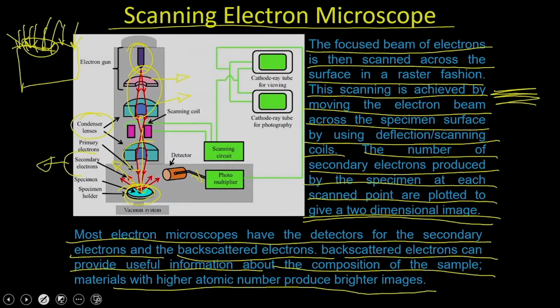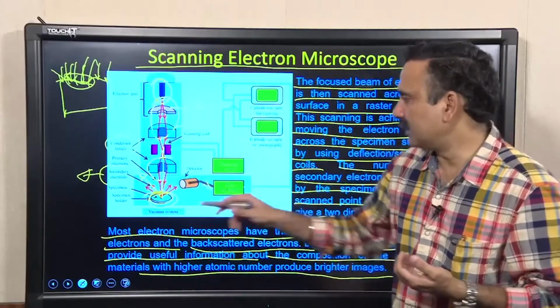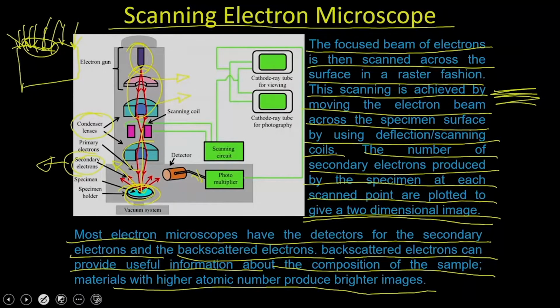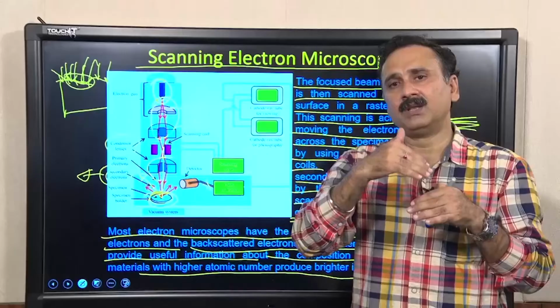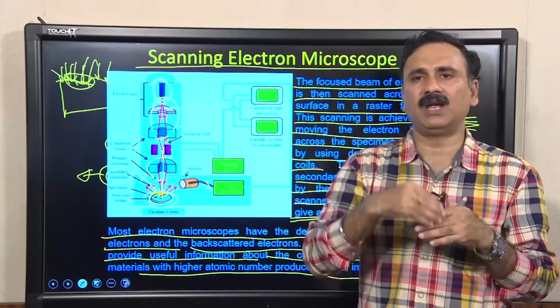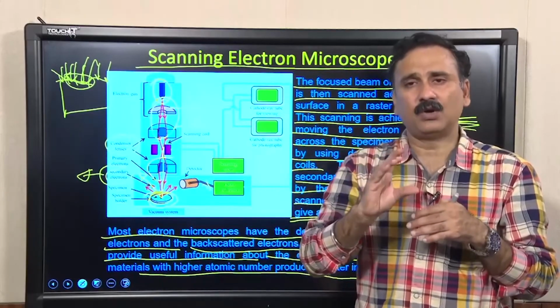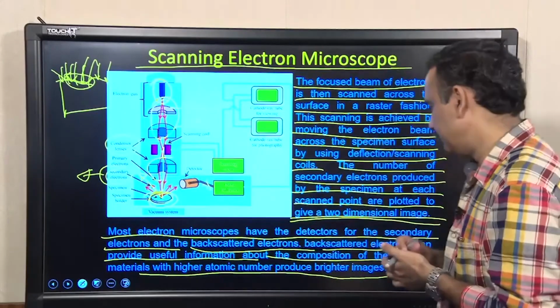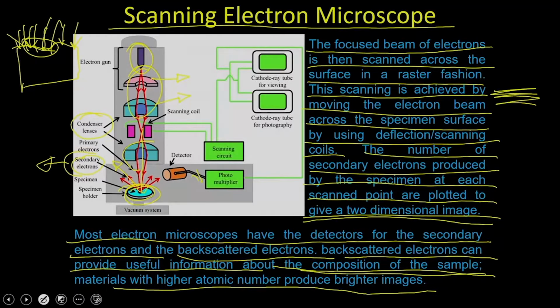So, in the sample you are going to generate two different types of electrons. One is called the secondary electrons, the other one is called the backscattered electrons. Backscattered electrons are like the beam hitting the sample and then getting reflected. In that case, the higher the atomic number, which means the higher the density of electrons present in that particular sample, the more backscattered electrons it is going to give you. If you analyze the data of those backscattered electrons, you can calculate the hardness or the thickness of that sample, or the composition of that particular sample.